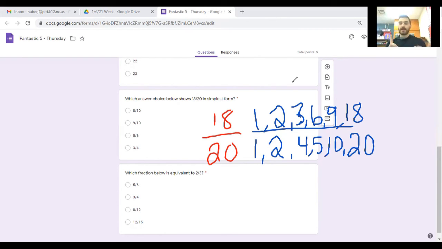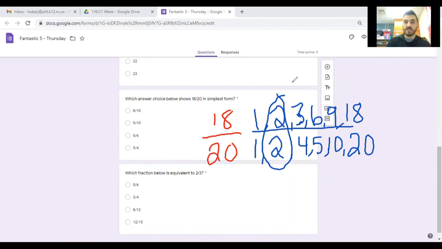So for 20, I got 1, 2, 4, 5, 10, and 20. That's step 1. I've listed all my factors. All right, next thing I've got to do is find my greatest common factor, the biggest number that they both have. So yes, they both have 1 in common, but that is not the greatest number they have. The greatest common factor these two numbers have would be 2.